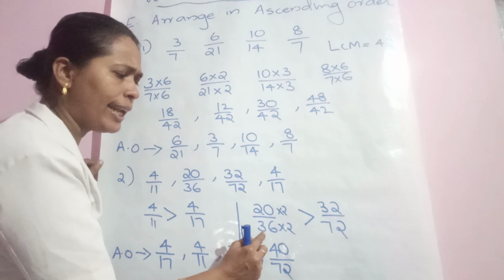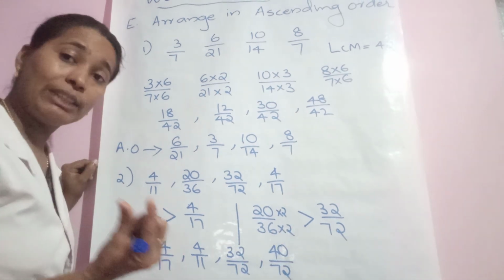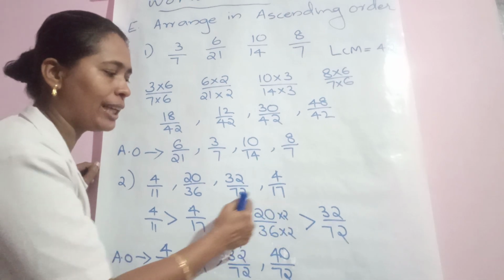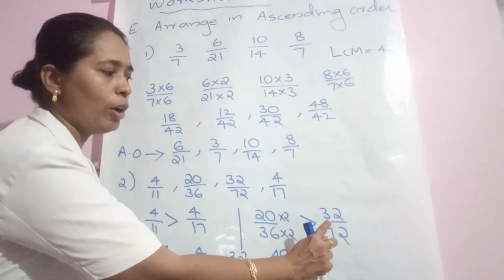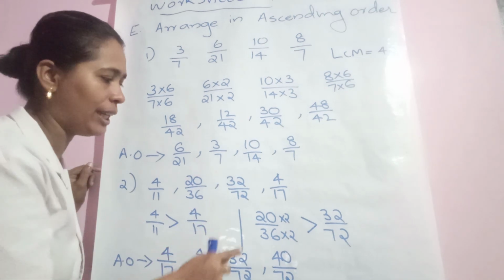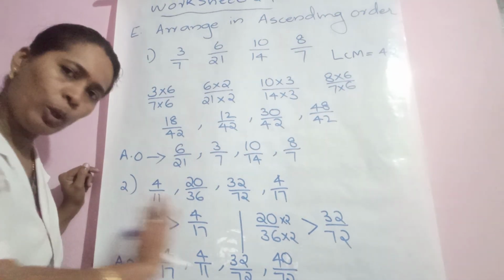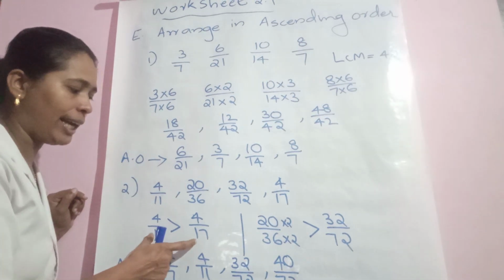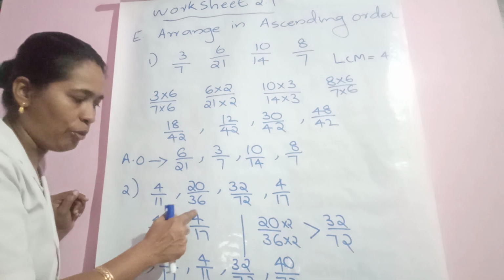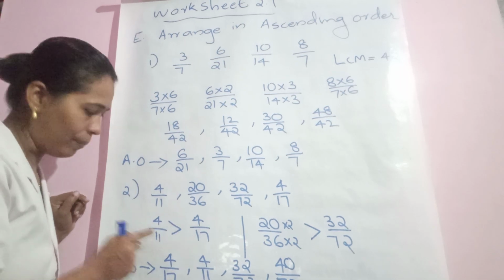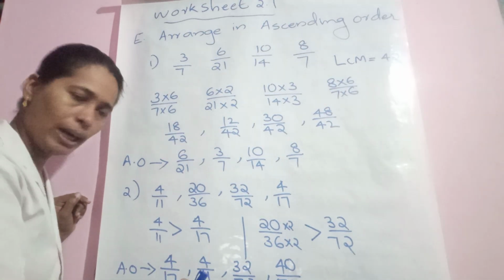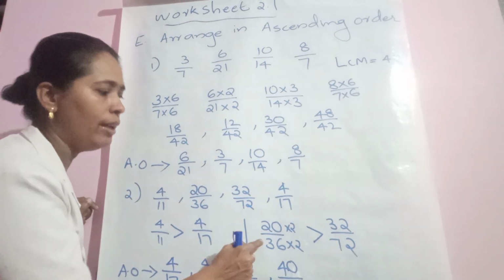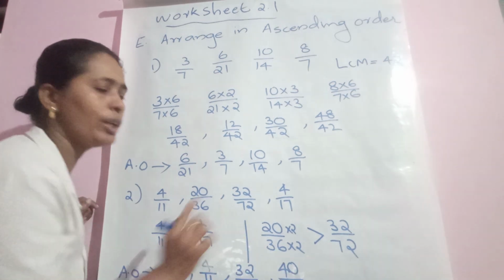In the second case, on the right side, we have 20 by 36 and 32 by 72. How do you change 36 into 72? It's very easy, just multiply by 2. After multiplication, we have the numerator as 40 by 72, and the other is 32 by 72, which is big among these? 40 by 72. Up to this, is it clear? Then let us arrange them in ascending order. From your left side, which is the smallest one? 4 by 17. Write it first, comma. Second one, 4 by 11, comma. From this group, which is small? 32 by 72, comma. The biggest one is 40 by 72.